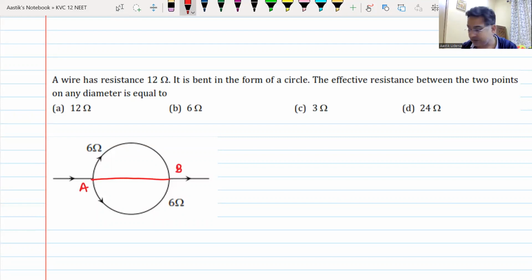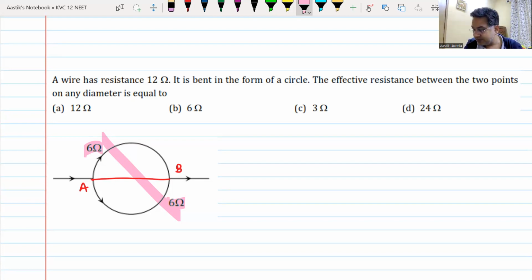The resistance of the total wire is 12 ohms. So the resistance of the upper half will become 6 ohm, and similarly the resistance of the lower half will become 6 ohm, and these two halves are in parallel. 6 and 6 are in parallel. The answer is 3 ohm. Do we understand this? Yes or no?